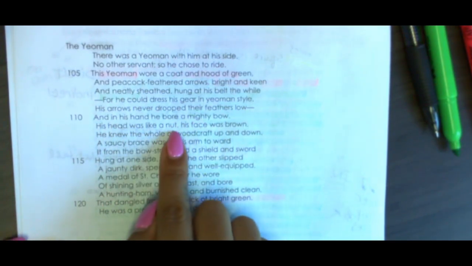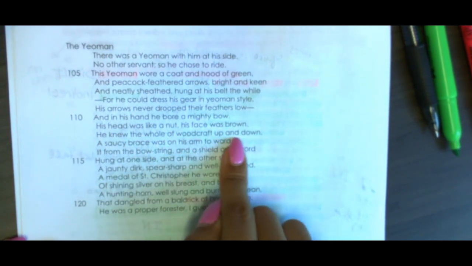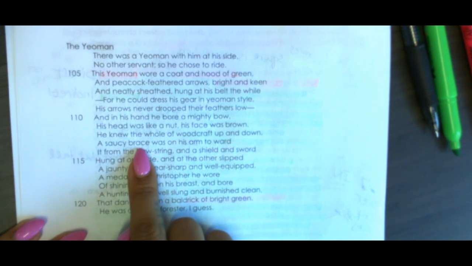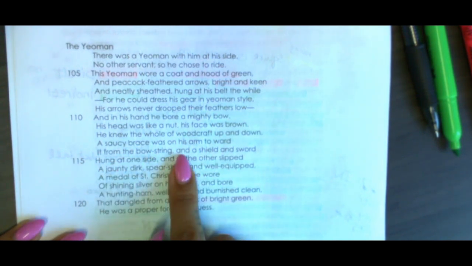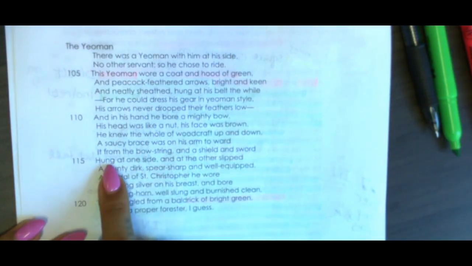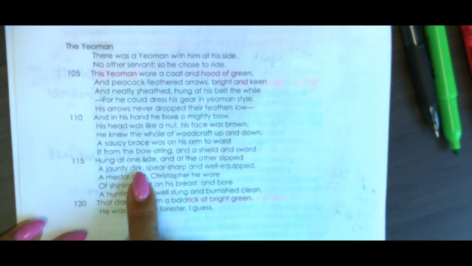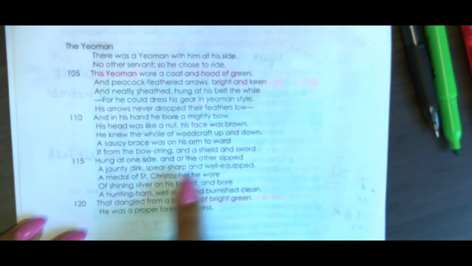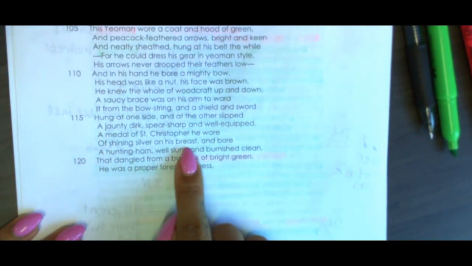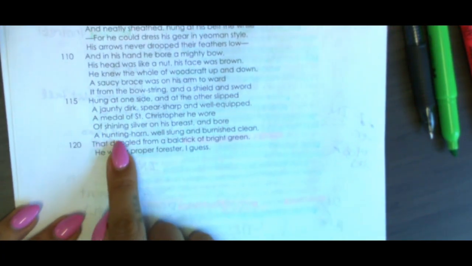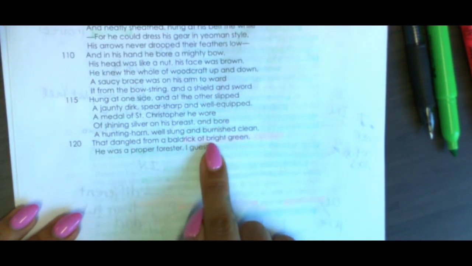His head was like a nut, his face was brown. He knew the whole of woodcraft up and down. A saucy brace was on his arm to ward it from the bowstring, and shield and sword hung at the side, and at the other slipped a jaunty dirk, spear sharp and well equipped. A medal of St. Christopher he wore, of shining silver on his breast and bore a hunting horn well slung and burnished clean that dangled from a baldric of bright green.